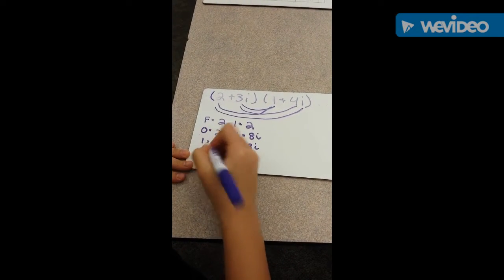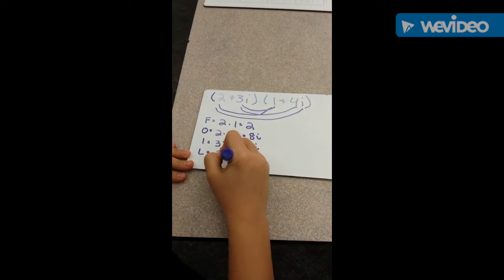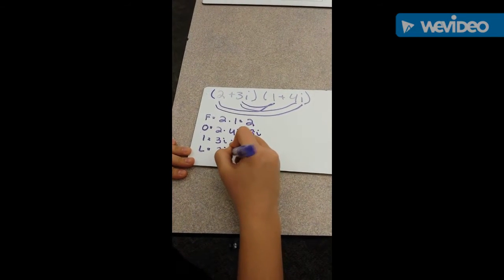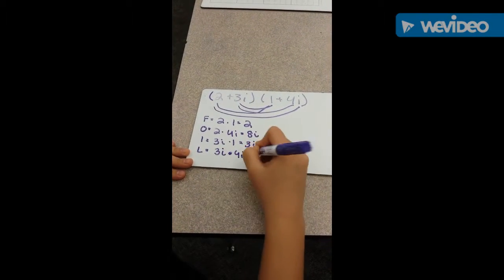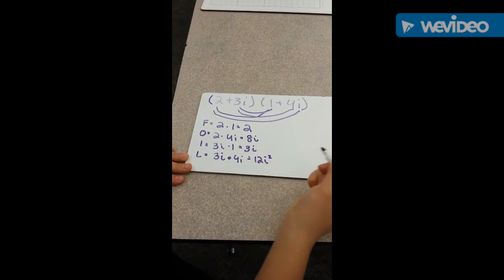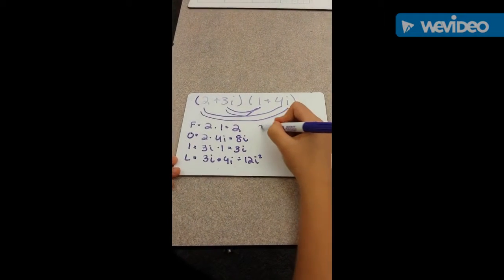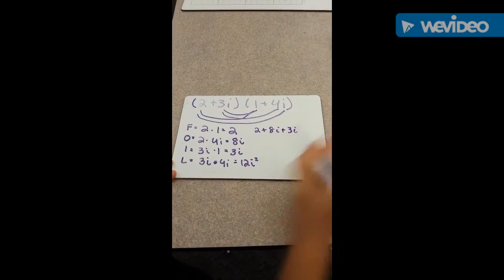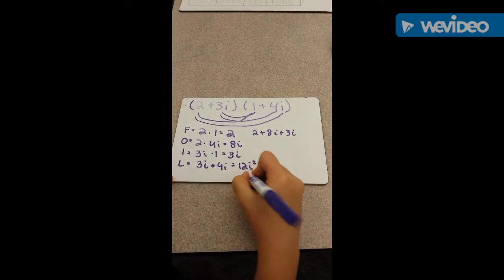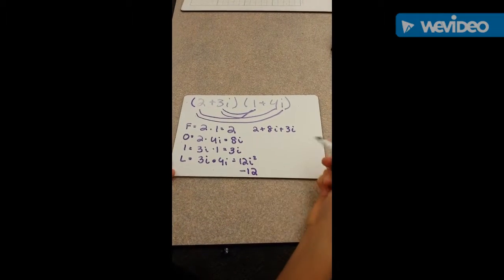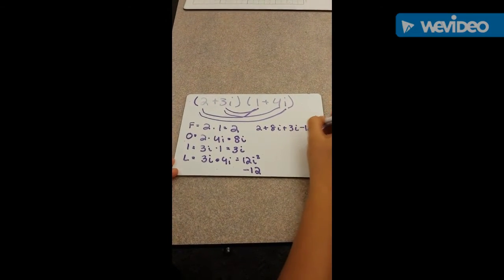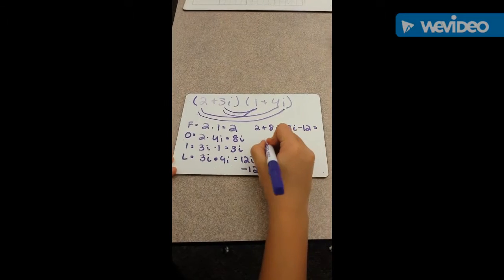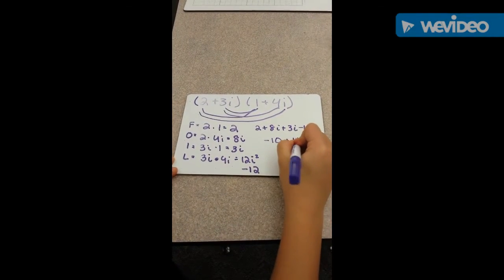And L, which is equal to last, which is 3i times 4i, which equals 12i squared. Now we just have to add these together. So 2 plus 8i plus 3i plus 12i squared, which is also equal to -12, since i squared is equal to -1, would equal -10 plus 11i.